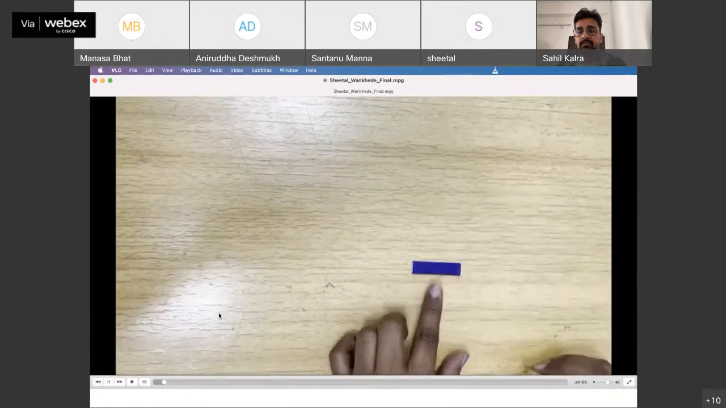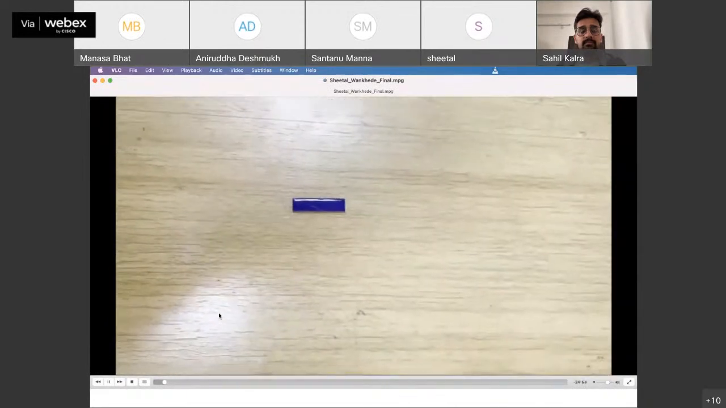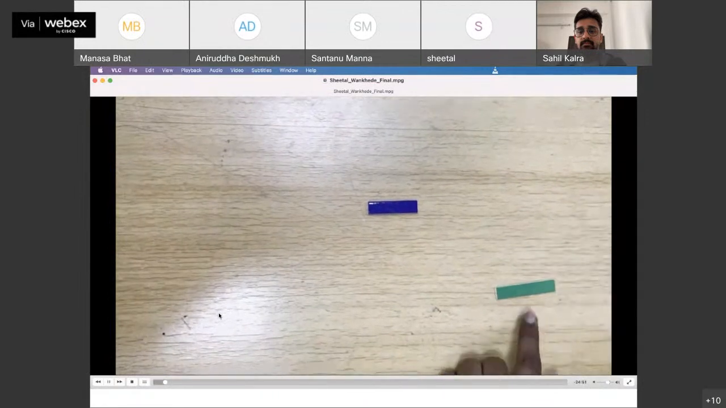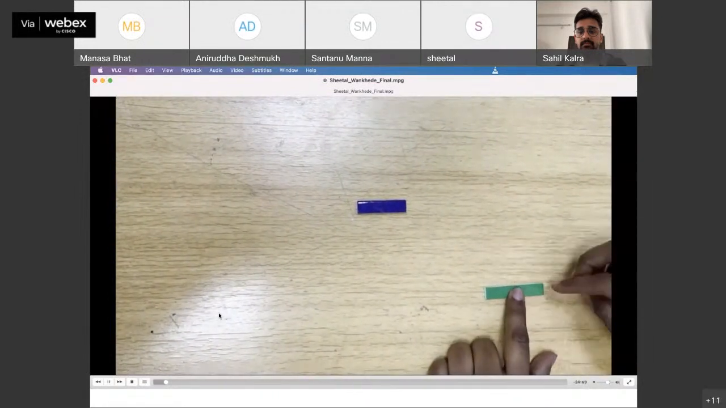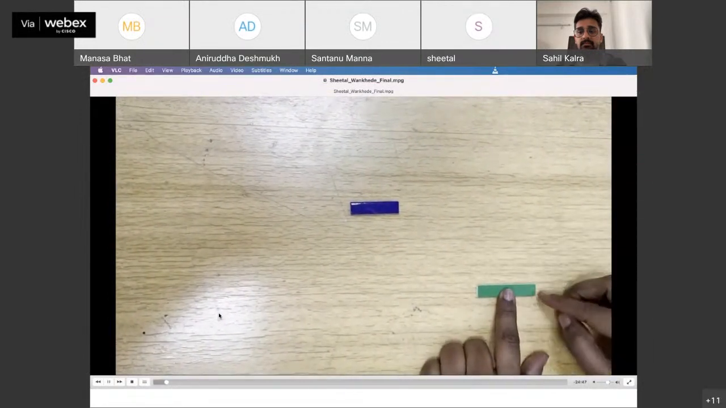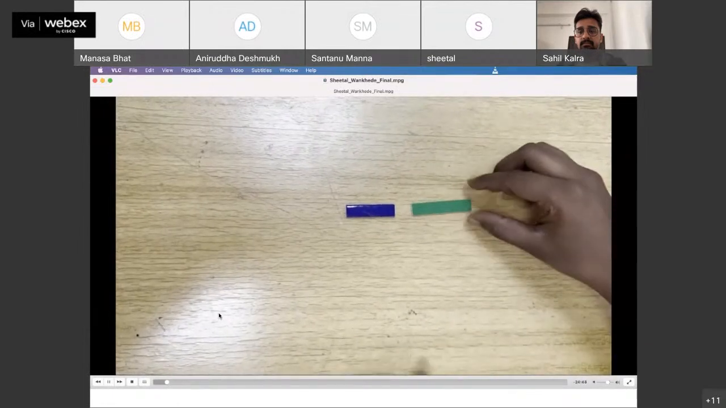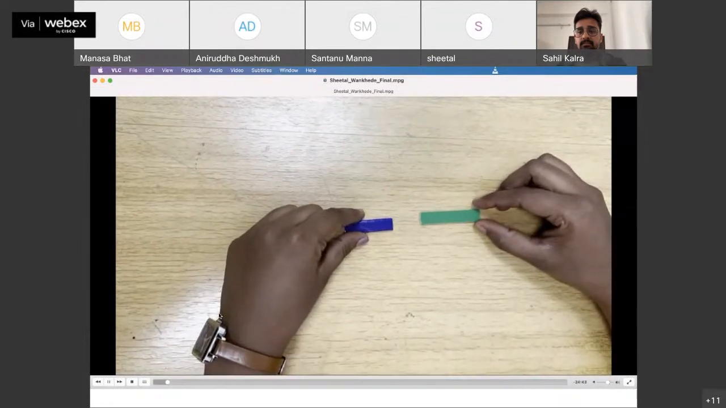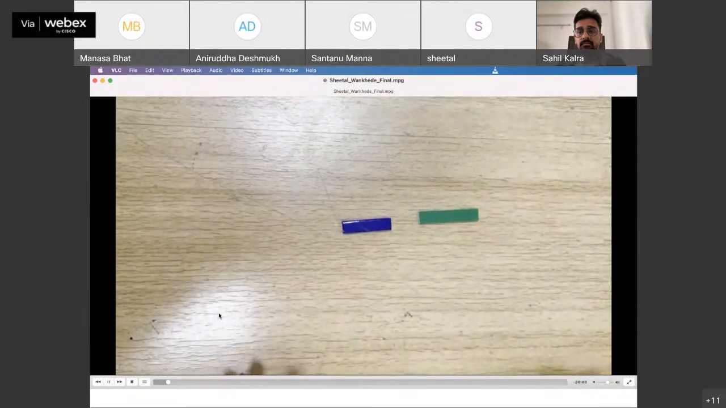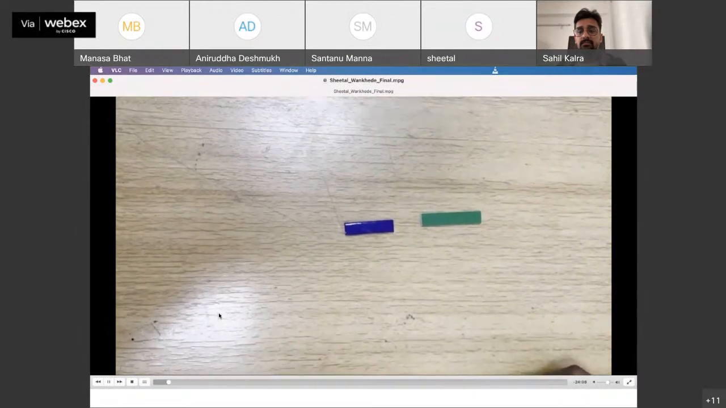So its length is actually x. So this represents your x tiles. Similarly, this one represents your y tiles, because this is a rectangle with length y and width 1. Using these x tiles and y tiles, we are going to make first x square, xy and y square.